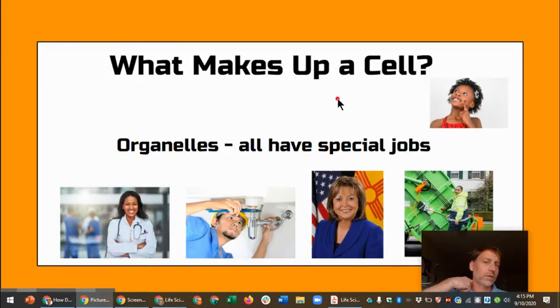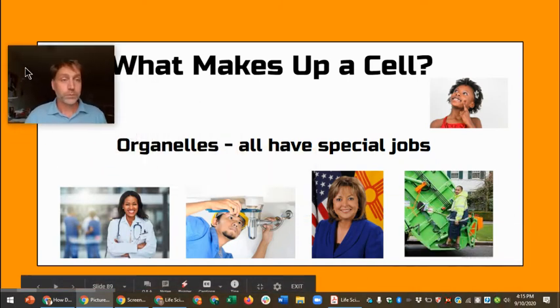So what makes up a cell? Those smaller structures that are inside the cell are called organelles. It's a similar word to organ, just like you are made up of organs that help your body function, your lungs, your heart, your liver, your pancreas, those types of things that keep your body functioning. Your body is made up of organs, so a cell is made up of smaller structures called organelles, and each of them has a special, unique job.